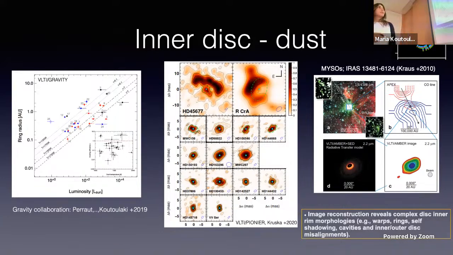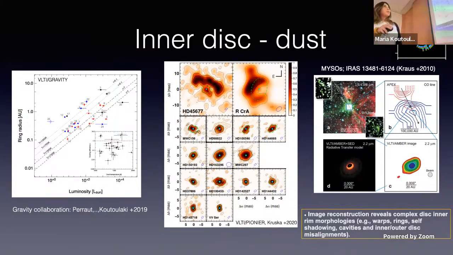So that shows that image reconstruction is also really important, and this is something we're trying to push towards, which I'll mention briefly at the end. It also shows that there are warps, rings, and self-shadowing, so there are a lot of structures and a lot of work to be done.